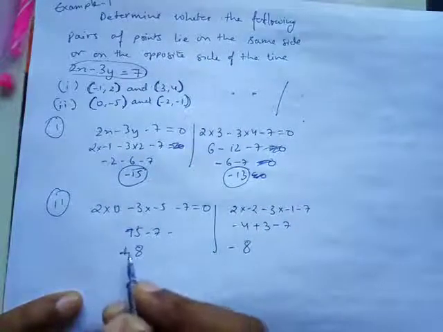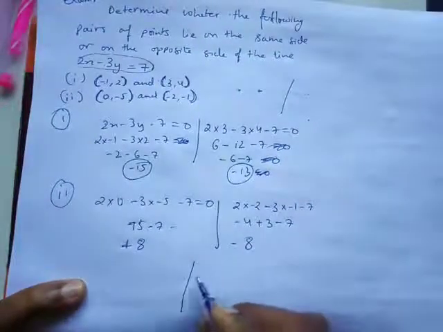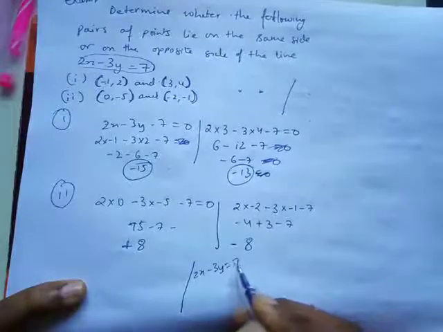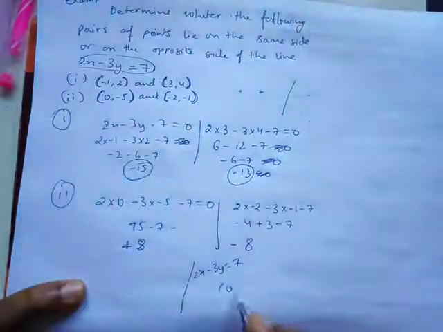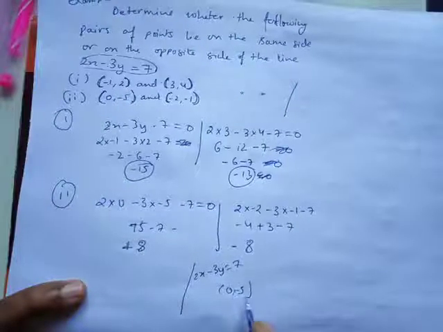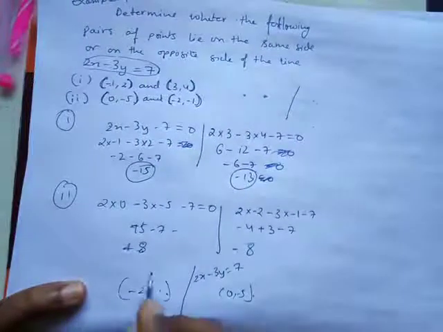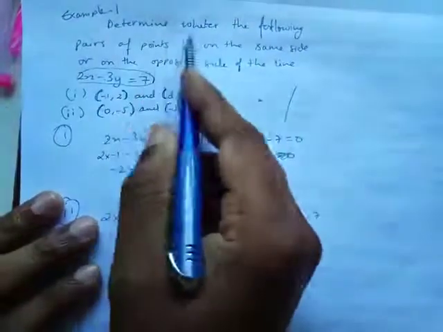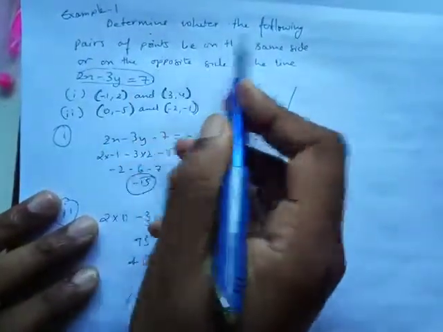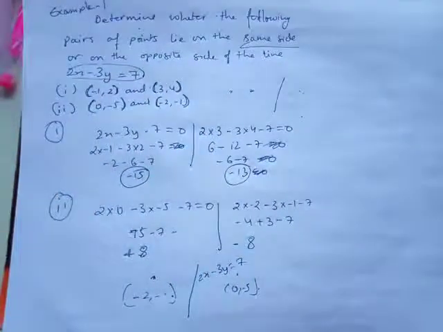Now tell me, this is positive and this is negative, so it means that there is a line, and this line is 2x minus 3y equals to 7, and this point 0 comma minus 5 lies on this side, and this point, that is minus 2 comma minus 1, lies on this side. So both of them lie on the opposite side. So this is what they are asking: determine whether the following pairs of points lie on the same side or on the opposite side of the line. So this is the question, or that is how the question is going to come to us.